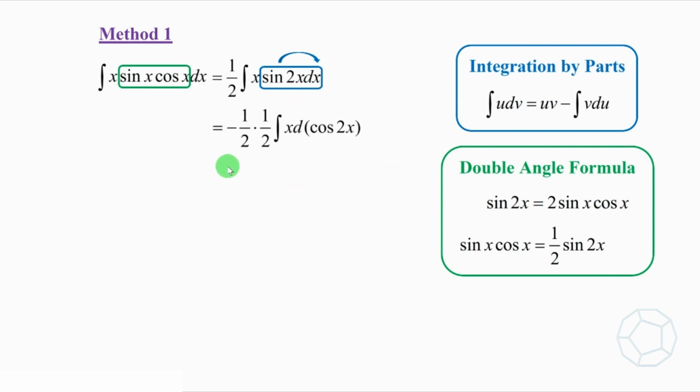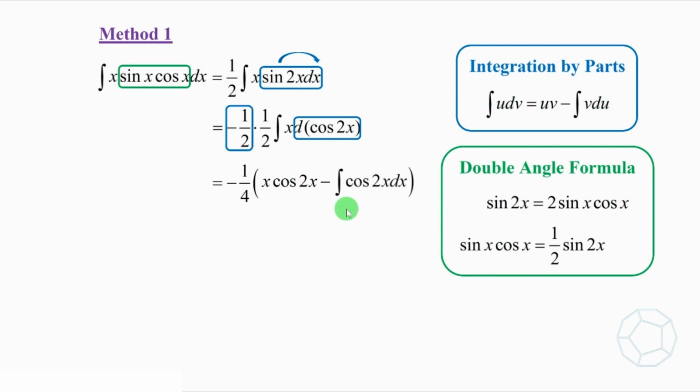Therefore, the integral is equal to negative 1 over 2 times 1 over 2 times integrate x d bracket cosine 2x. Comparing it with the formula of integration by parts, u is equal to x and v is equal to cosine 2x. In the next step, we'll have the constant negative 1 over 4. Inside the bracket, the first term is the product x times cosine 2x. The second term is the integral by swapping u and v, which is integrate cosine 2x dx.